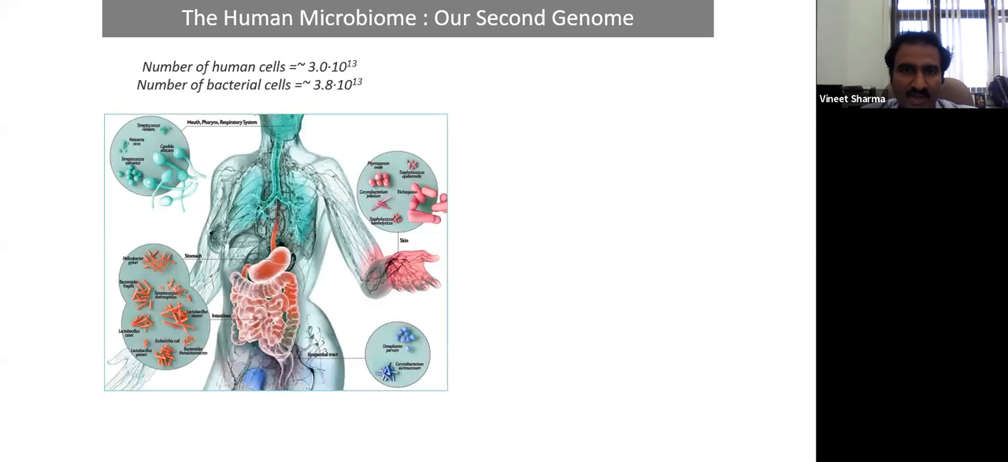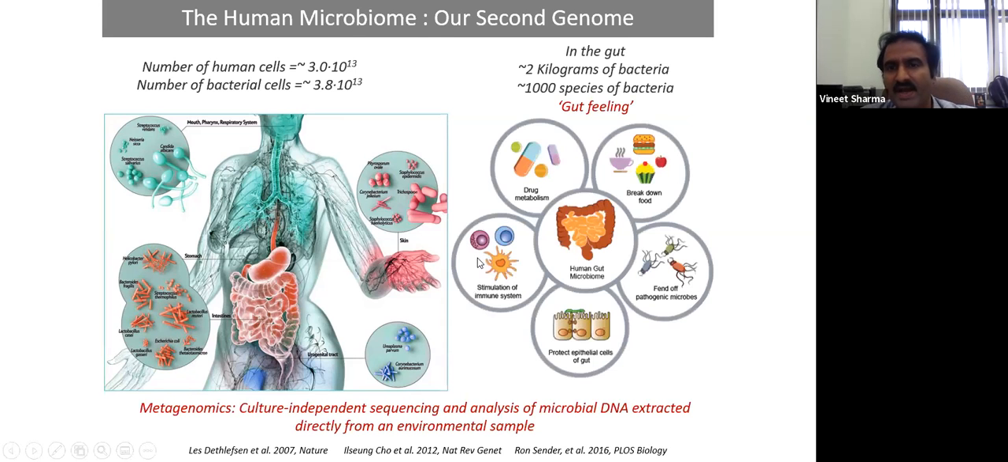Our human microbiome is rightly called a second genome, because we have more bacterial cells than human cells, and they are all over our body. In the gut, we have almost 2 kilograms of microbes, more than 1,000 species. When you say you have a gut feeling, you are actually talking about the feeling of the microbes in your gut. To find the genetic information on our skin, scalp, or gut, we employ metagenomics, where we go directly for sequencing without any culturing.